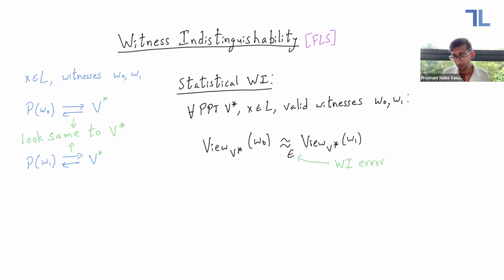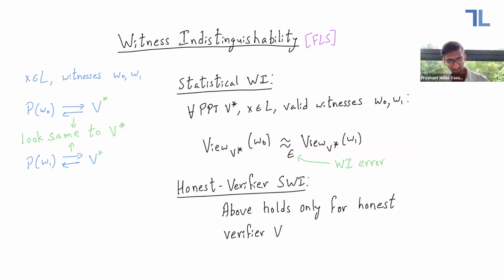And this notation is basically saying that if you look at these two views, and the view is essentially the randomness of the verifier together with all the messages it sees in the course of the protocol, the way to interpret the statement is that if you look at the distribution of the views in the two cases, the statistical distance between them is at most some epsilon. I'll be using the total variation distance for the distance between distributions here, and the bound on this distance I'll be referring to as the witness indistinguishability error, just like you have completeness and soundness errors.